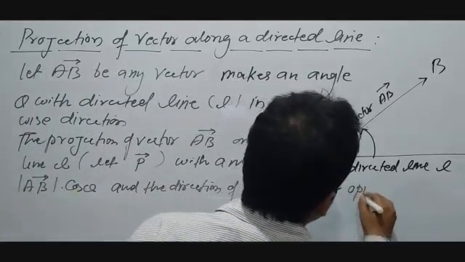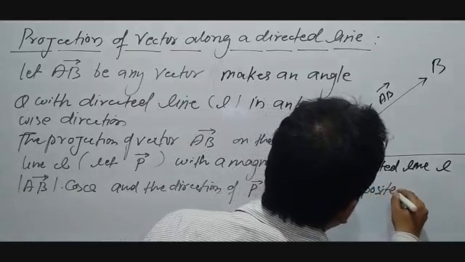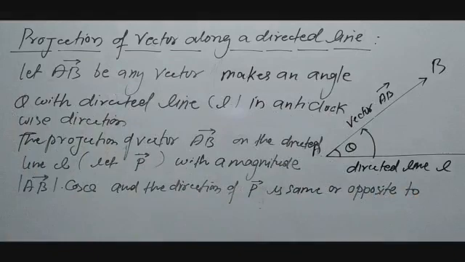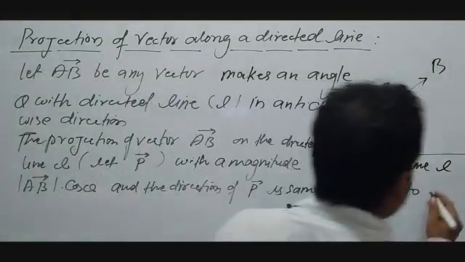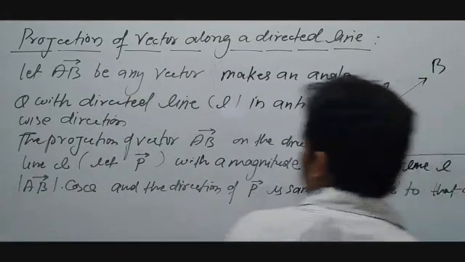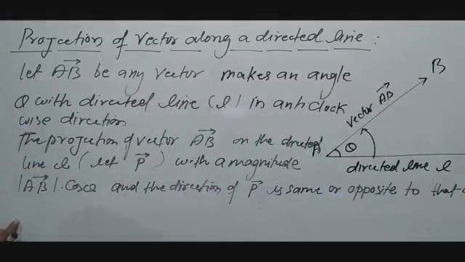Same or opposite, because cos theta value is positive in the first quadrant and cos theta value is negative in the second quadrant. So, we can write the direction is same or opposite to that of the magnitude.